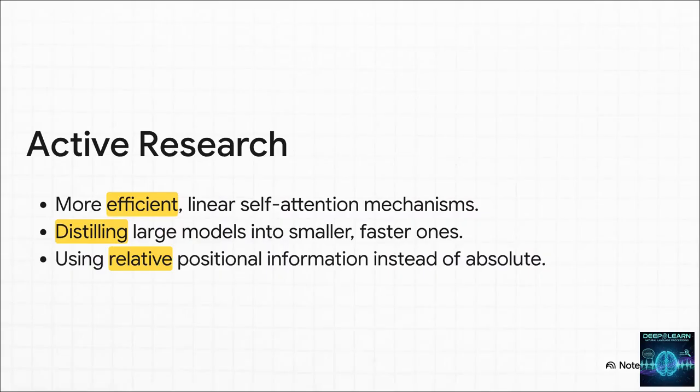Now, of course, researchers know all about these problems, and there's this constant race to make transformers better, faster, and smarter. People are working on all kinds of clever solutions, like building more efficient attention mechanisms that don't slow down so much, or distilling these giant models into smaller, quicker versions that can still do most of the work, and even finding clever ways to handle word order.